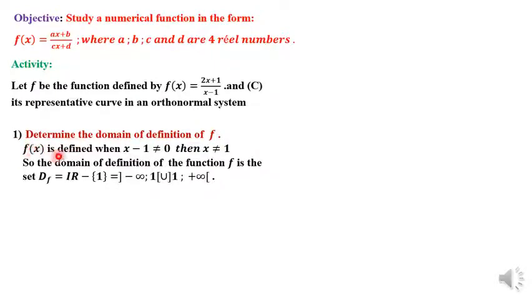Solution: f(x) is defined when x - 1 is different from 0, then x is different from 1. So the domain of definition of the function f is Df = R minus the singleton {1}, which equals (-infinity, 1) union (1, +infinity).